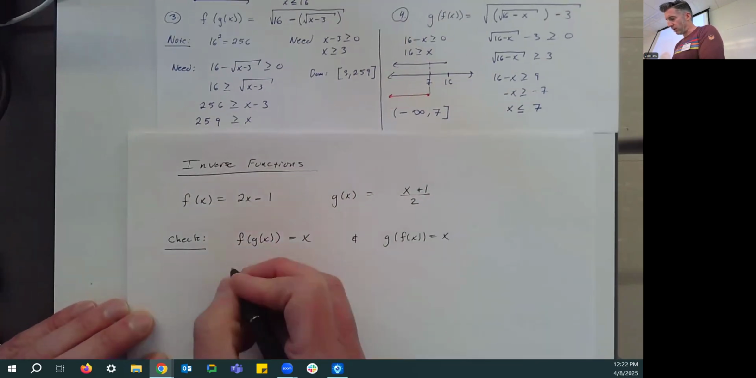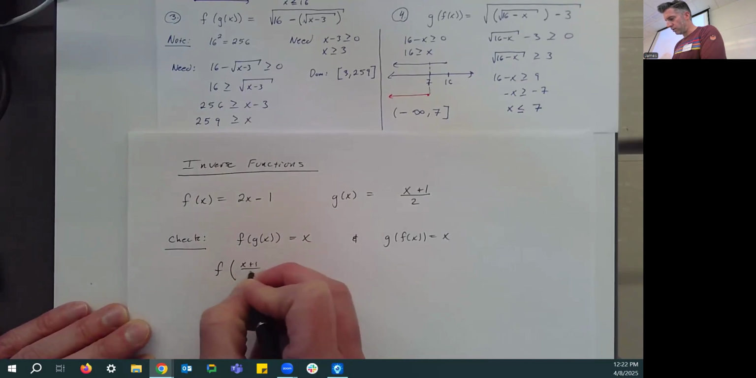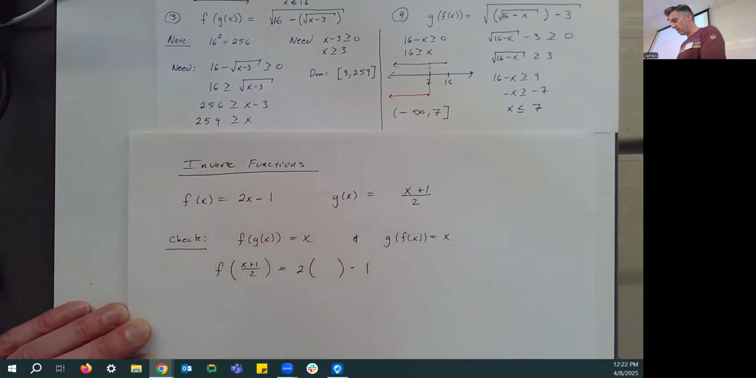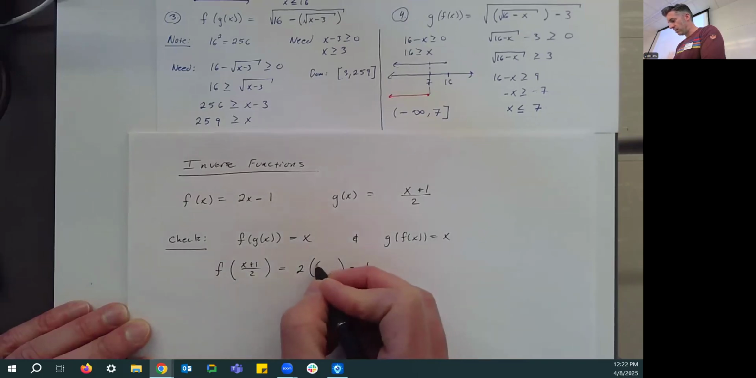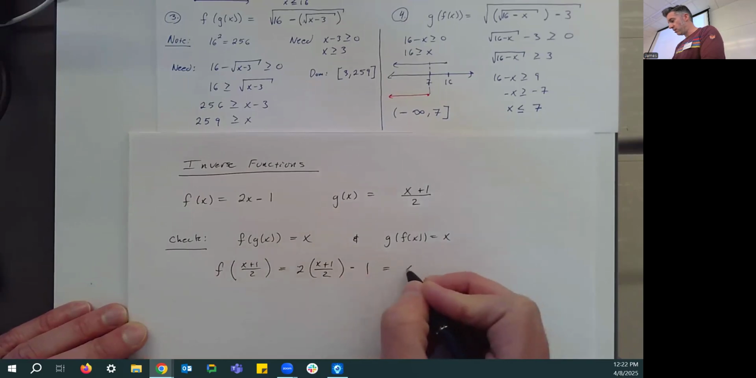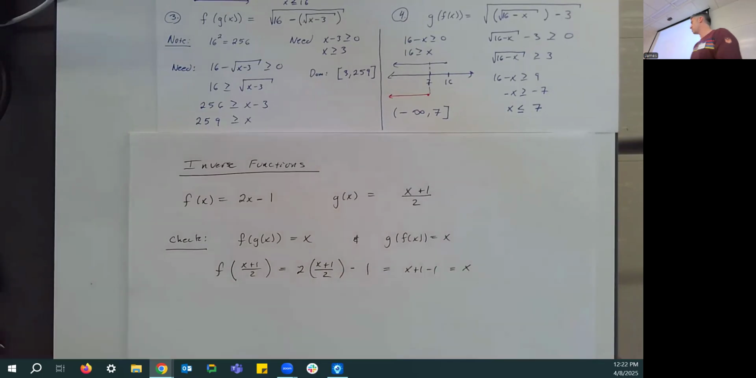And they are. If we look at f of g of x, that's going to be f of (x plus 1) over 2. That's going to be 2 times whatever goes in for x, minus 1. And whatever goes in is exactly the (x plus 1) over 2. 2 divided by 2 is 1. We get x plus 1 minus 1. And 1 minus 1 is 0. So we get x plus 0, or just x.